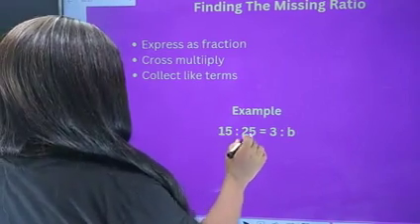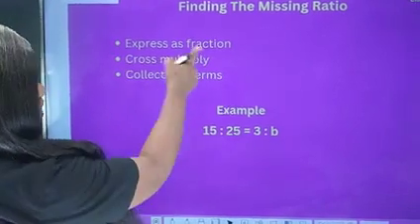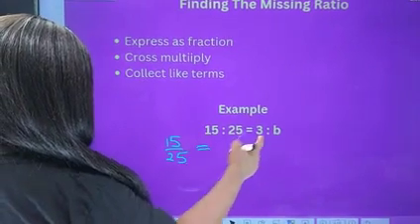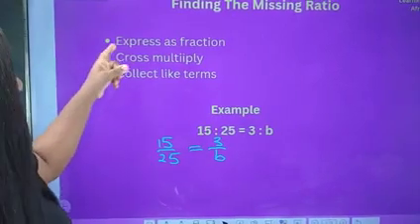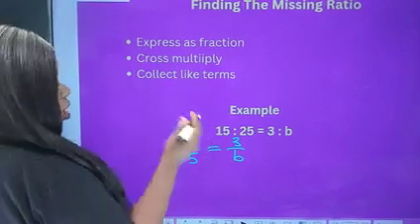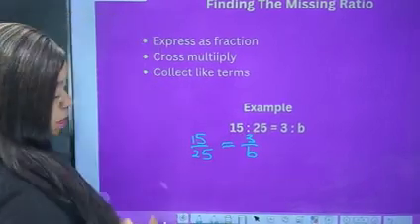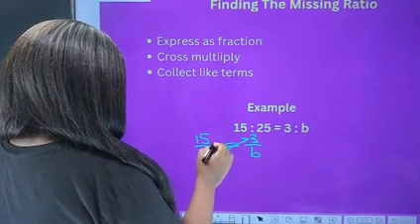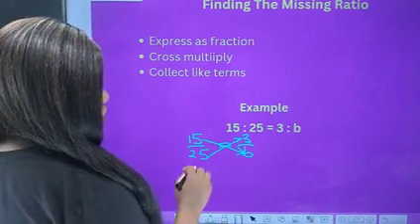Now, this is 15 is to 25 equals 3 is to b. So that will be 15 expressed as fraction first. So 15 to 25 will be 15 over 25 equals 3 to b will be 3 over b. Good. Now, after expressing as fraction, cross multiply. That is cross multiply, meaning that multiply the quantity of the left by the quantity to the right. So now 25 multiplies 3, then 15 would multiply b. So this is what we call cross multiplication.